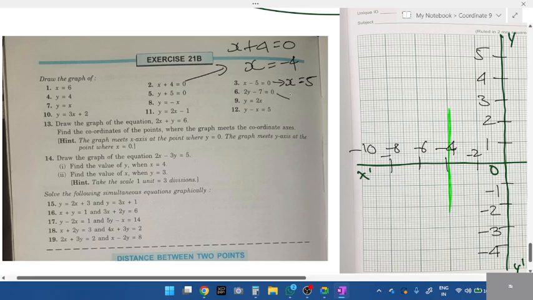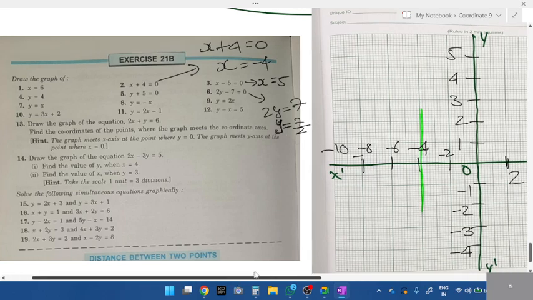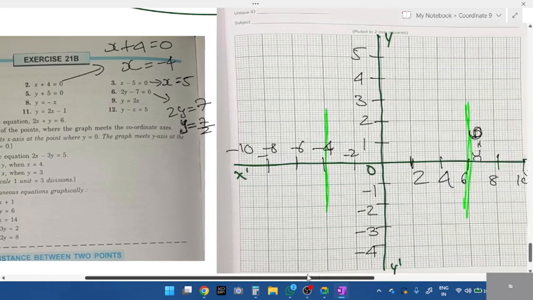Okay, what's the answer for the 6th one, students? How do you solve the 6th one? 7 goes to the other side. Y is equals to, what's the value? 7 by 2. How much is 7 by 2? Respond. Y is equals to 7 by 2.